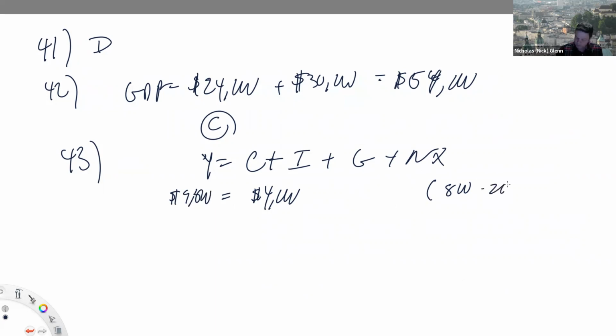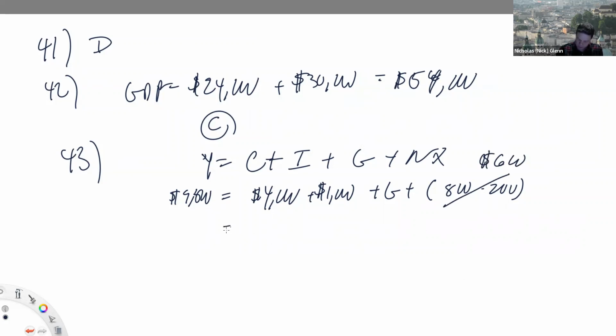Imports were 200. Investment was 1,000. What were government purchases? That's the only thing we don't have here. So net exports will be 600, when you subtract 800 from 200.